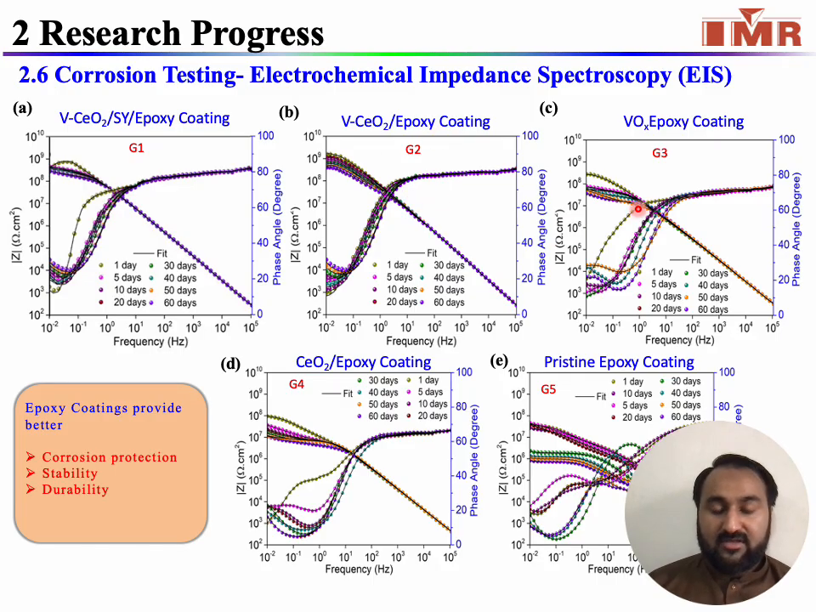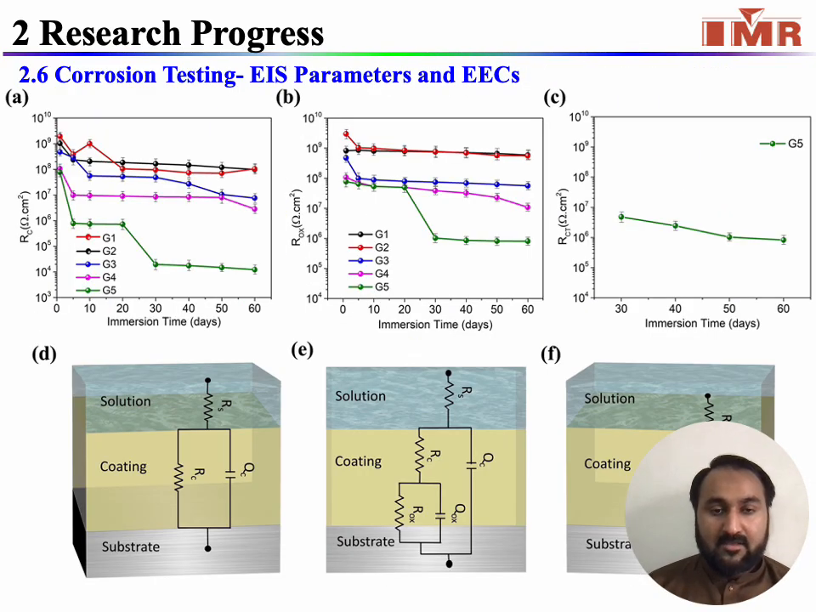But in the case of the control coating with the absence of the CO2, the corrosion resistance property decreased just after 1 day. And in the case of absence of VOX, it also decreased after the day. And in the pristine epoxy coating, we can see that there is a great decline in the corrosion resistance properties. So we can say that each component in the coating is very important to enhance its corrosion resistance properties. Further, we again analyzed the EIS parameters by using these models, and that also confirms our previous results.